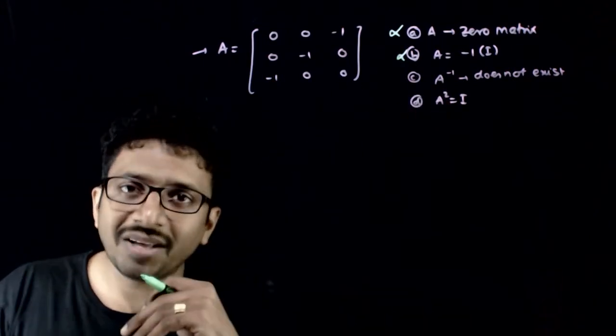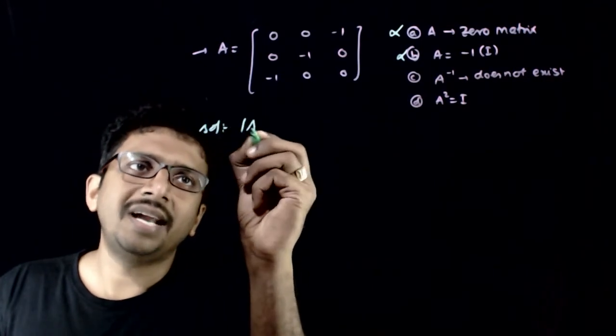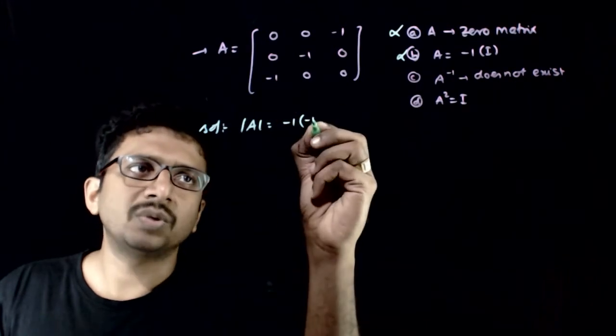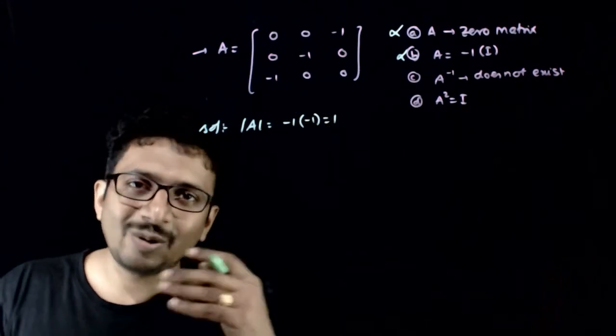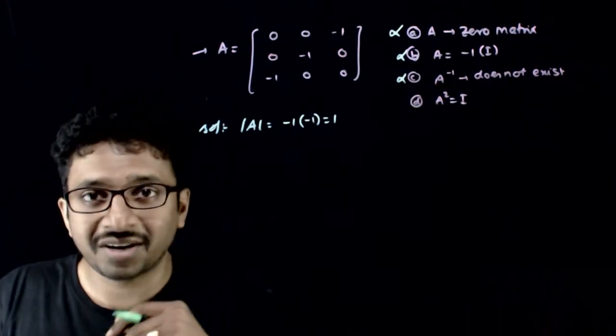A inverse does not exist. What is det A? Det A is nothing but -1 times (0 - 1), that is equal to 1. So det A is not equal to 0, hence A inverse exists. So 'A inverse does not exist' is wrong.